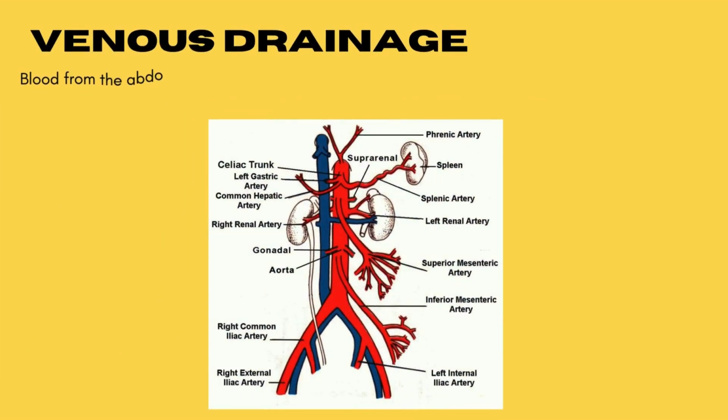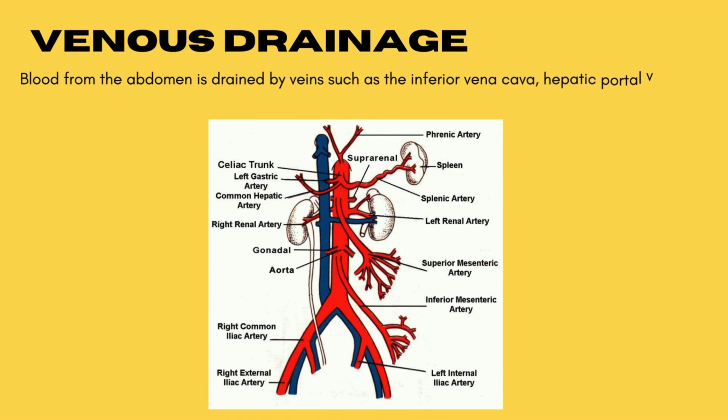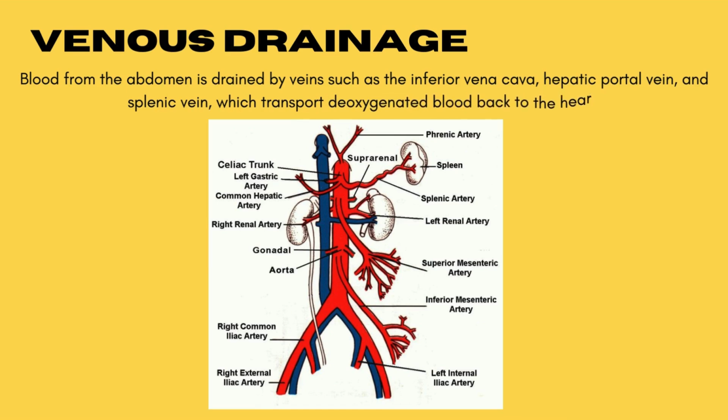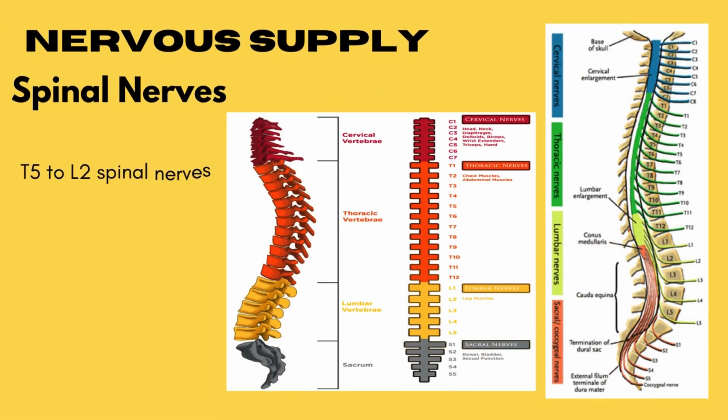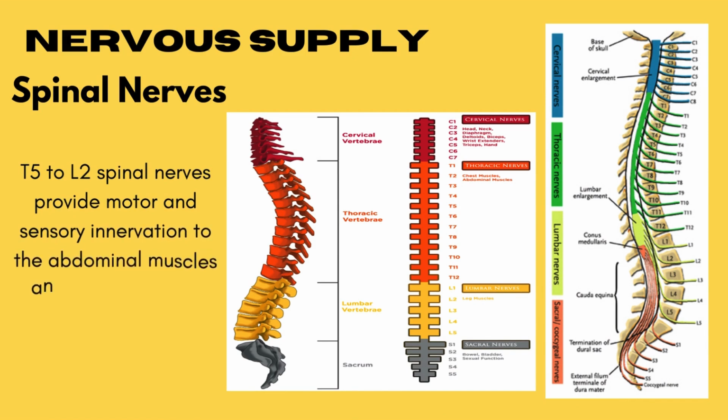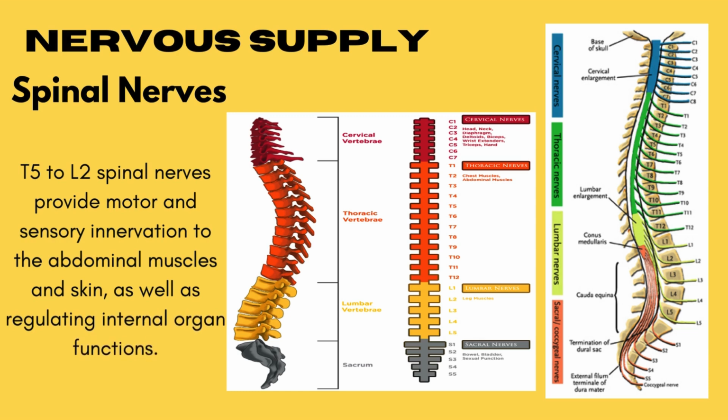Venous drainage. Blood from the abdomen is drained by veins, such as the inferior vena cava, hepatic portal vein, and splenic vein, which transport deoxygenated blood back to the heart. Nervous supply. Spinal nerves. T7 to L1 spinal nerves provide motor and sensory innervation to the abdominal muscles and skin, as well as regulating internal organ functions.